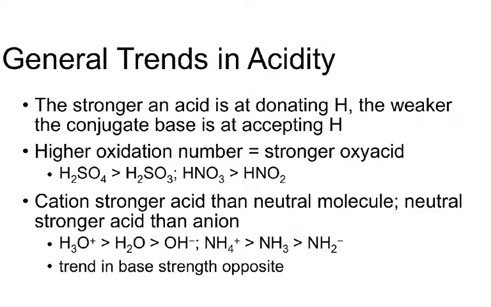So general trends: the stronger an acid is at donating the H, the weaker the conjugate base is at accepting it. So a strong acid is going to have a very weak conjugate base, whereas a weak acid, its conjugate base is going to be a weak base. The higher the oxidation number, the stronger the oxyacid. So sulfuric acid is stronger than sulfurous acid. Nitric acid is stronger than nitrous acid. And a cation is going to be a stronger acid than the neutral molecule. Neutral is a stronger acid than the anion.